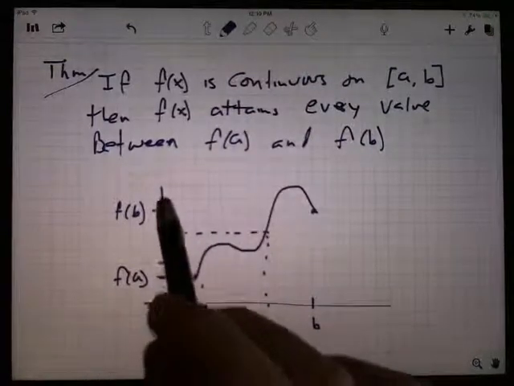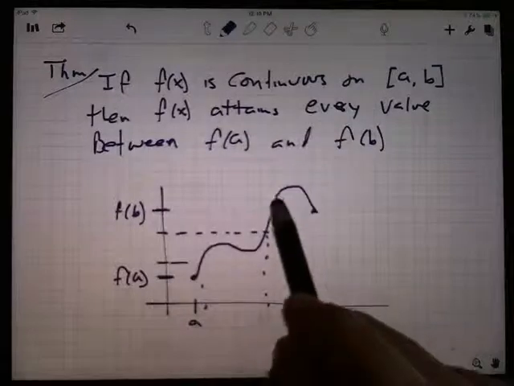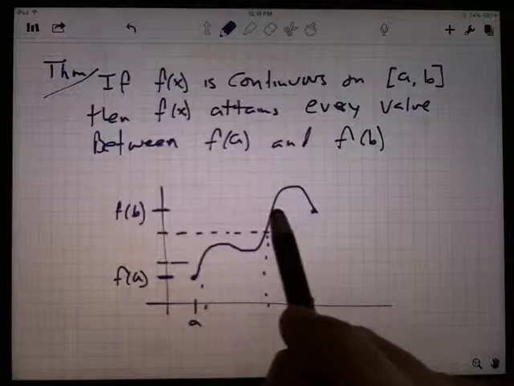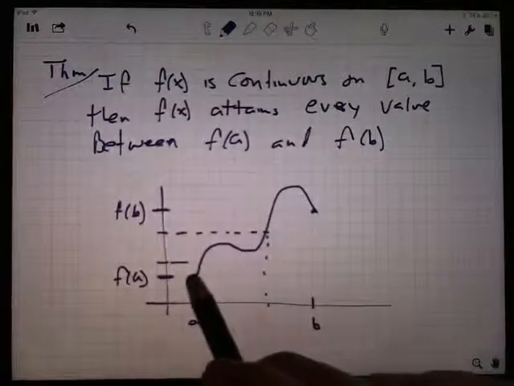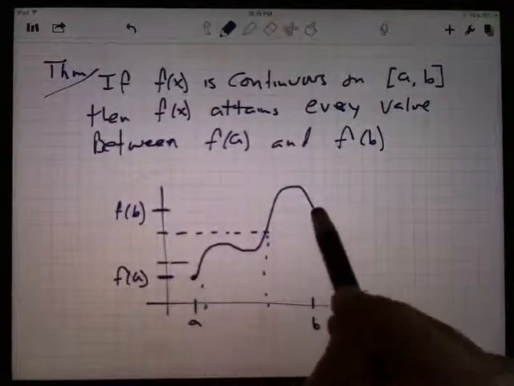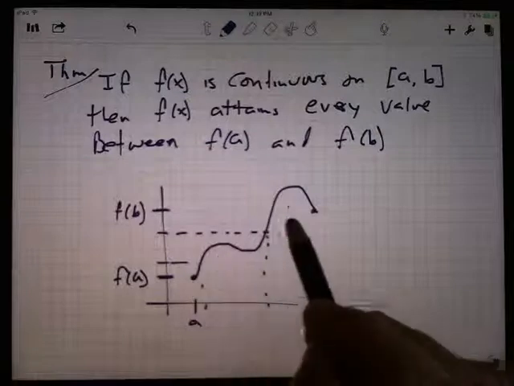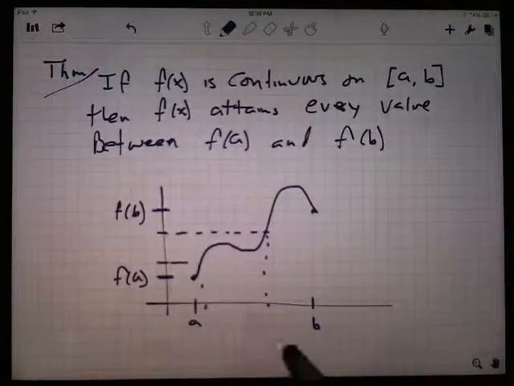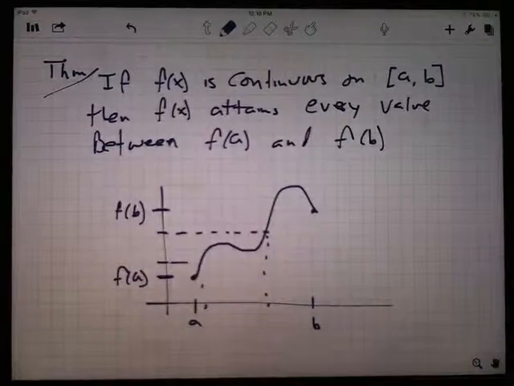Okay. If you're bigger than f of b, I drew it actually got bigger than f of b. I don't know about that. The thing is, it might just be a straight line that goes straight from f of a to f of b, in which case you don't ever get bigger than one or lower than the small one. But at least I can guarantee you everything in between.